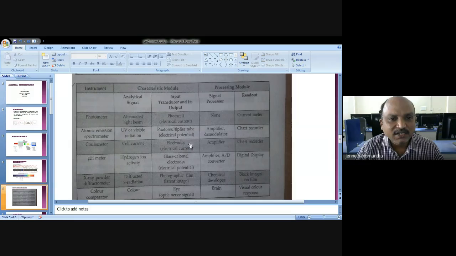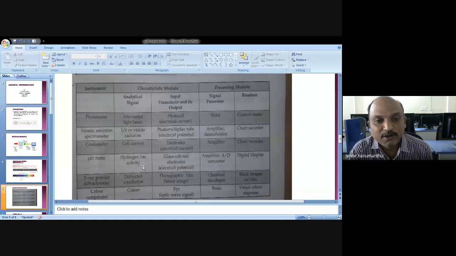And you can take the pH meter, for example. In this pH meter, the hydrogen ion is the analytical signal. The basic element is the hydrogen ion. So what is the input to this? The input is glass column electrodes. Output is electrical potential.